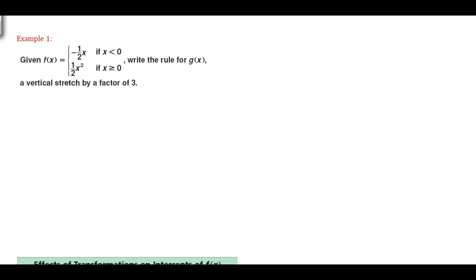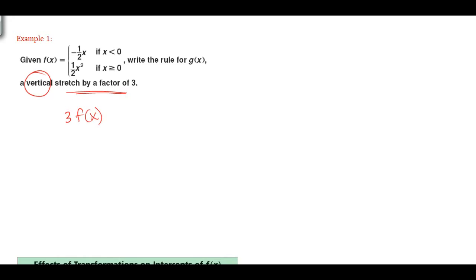Now they want you to give me a rule. In other words, can you rewrite this equation if you stretch it by a factor of 3? So just a quick stretch by a factor of 3. Now notice it's a vertical stretch. That's the good news. That means we're going to take a 3 and multiply it to all of f of x. In fact, the whole entire function we will multiply by a 3. So not a big deal.